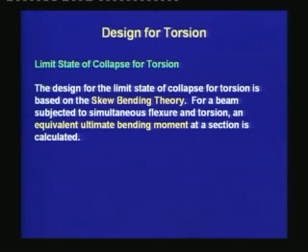Last time, when we discussed the analysis for torsion, we learned that for the Skewbending theory, three modes of failure are defined at ultimate, and these modes of failure are based on a concept of a resultant moment which comes from the flexural moment and the torsional moment. Based on this concept, an expression of equivalent ultimate bending moment is developed for the design for torsion.